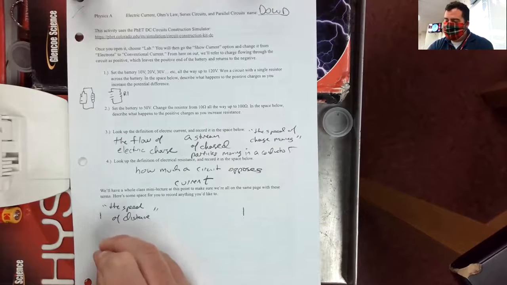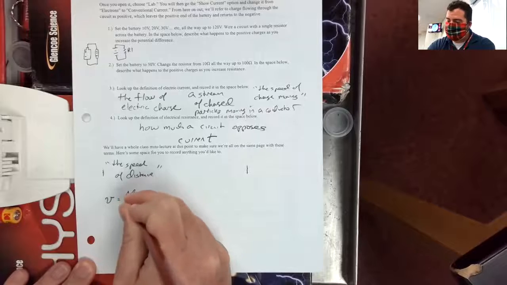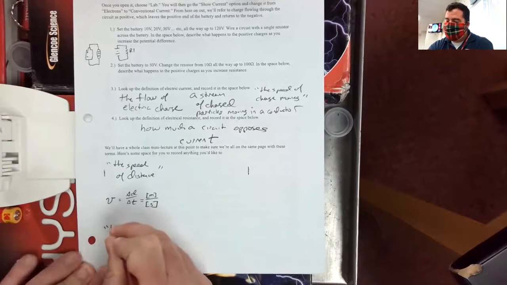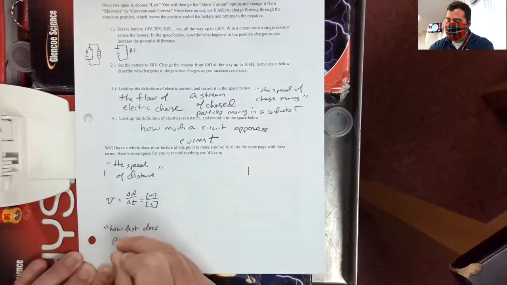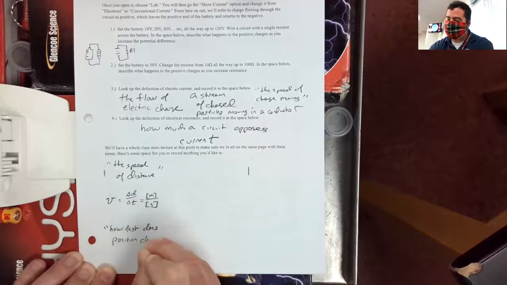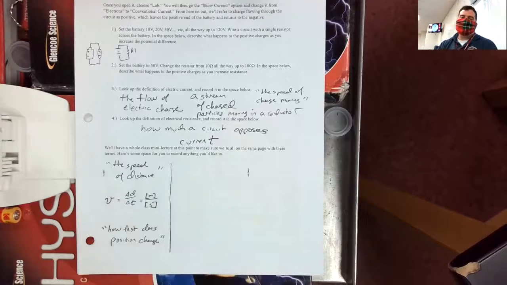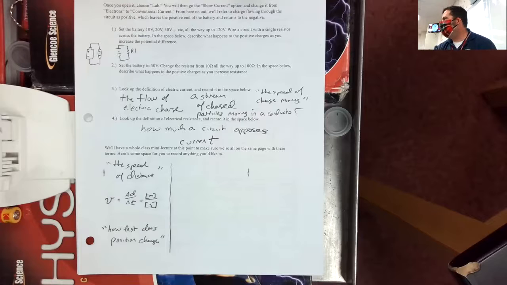But what was my equation for velocity? Yeah, change in distance over change in time. So you could call that how fast does position change? I am 1,000% confident in y'all's ability to understand velocities. You've shown that to me. It's honestly stuff you knew before you ever got in this class.